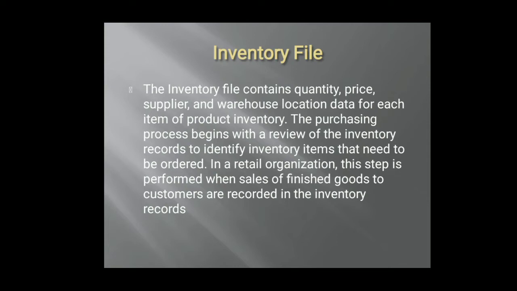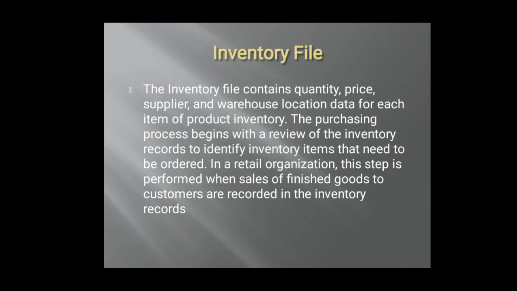The purchasing process begins with a review of these inventory records to identify inventory items that need to be ordered. In a retail organization, this step is performed when sales of finished goods to customers are recorded in the inventory records. So in this situation, the purchasing process includes replenishing the finished goods inventory. The purchasing systems of manufacturing firms renew raw material stock as these items are used in the production process.